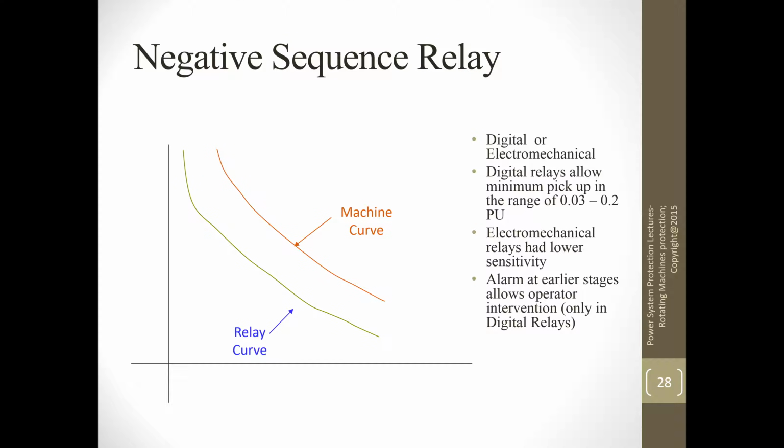So if you look at it, you have a machine curve, I2 square T, and then you have the relay which is set below that. In electromechanical relays, it was a function of how much load is there. In digital relays, you can set just a more sensitive function, so it provides much better protection, as mentioned here.